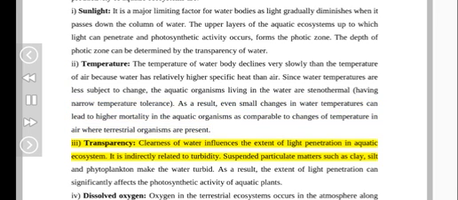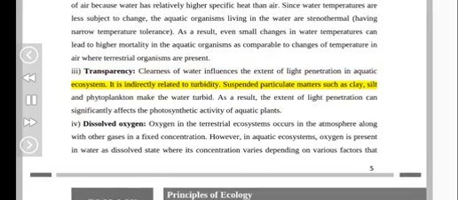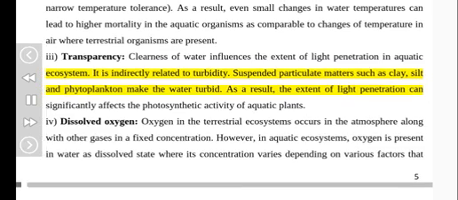Transparency. Clearness of water influences the extent of light penetration in aquatic ecosystem. It is indirectly related to turbidity. Suspended particulate matters such as clay, silt, and phytoplankton make the water turbid.